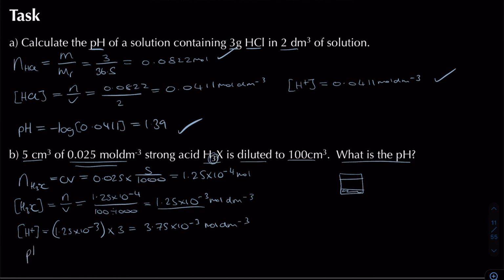Now I can actually find a value for pH by doing the minus log of that. So I'm going to do minus log of 3.75 times 10 to the power of minus 3 as well. I'll put that in my calculator, and I end up with a value of 2.43 as my pH. I get 1 mark here, here, here, and then finally here as well.